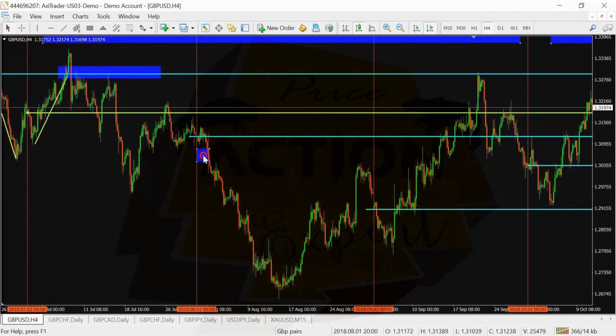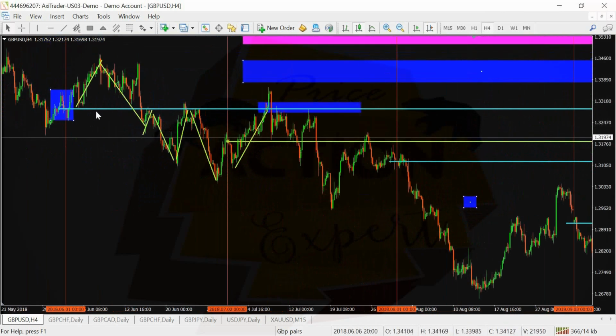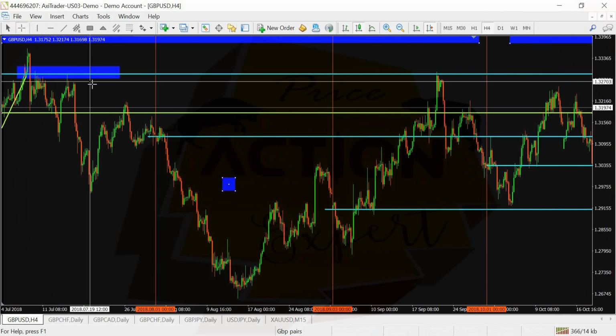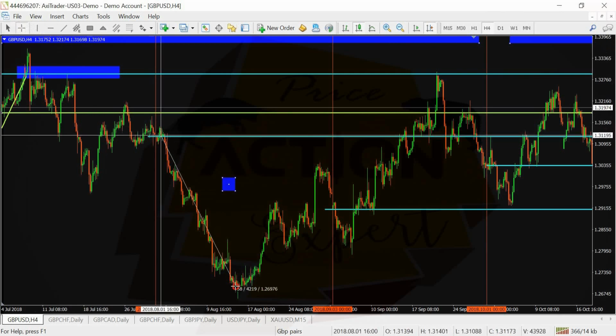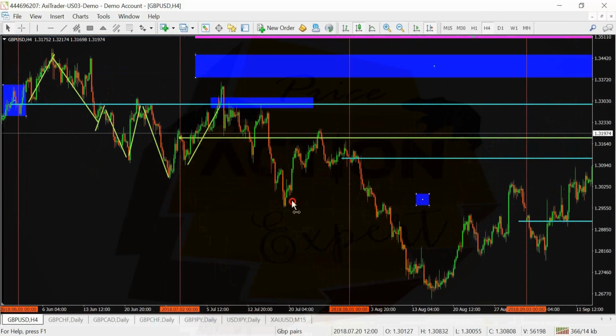Okay, this is the monthly candle of, this is July, this is June, this is August. Okay, the price broke down, almost down. You have seen this pattern actually. This is type 4.